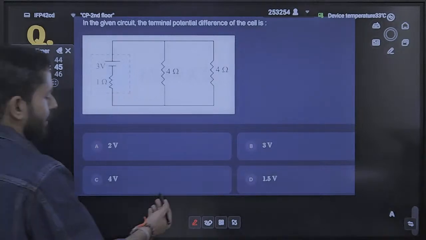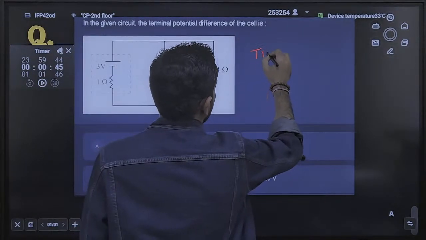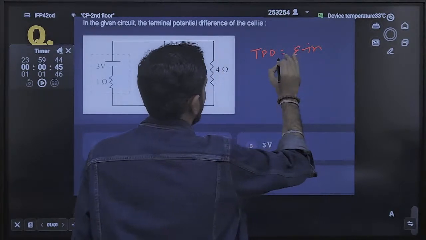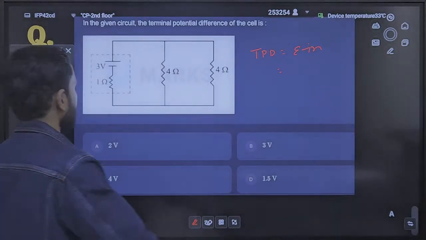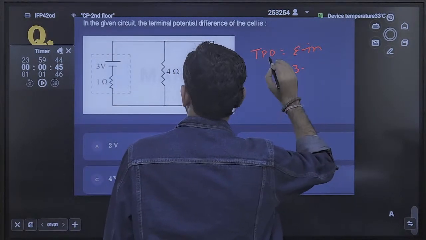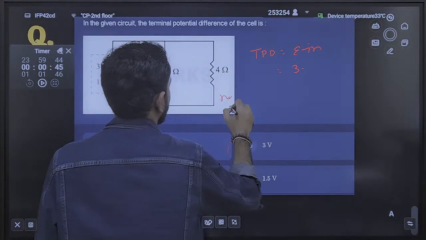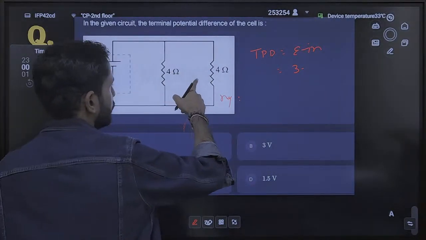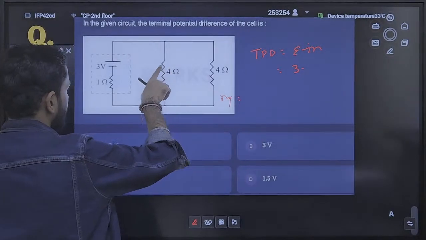Very easy thing. If anyone knows the basics, they know that terminal potential difference is written as E minus IR. What is the battery? 3 minus current. Current you have to calculate. How will you calculate? What is R equivalent? Check that also. R equivalent, you can write 4 but 4. These two 4s are in parallel combination. Equivalent it will be 2, and this 2 and this one is series.